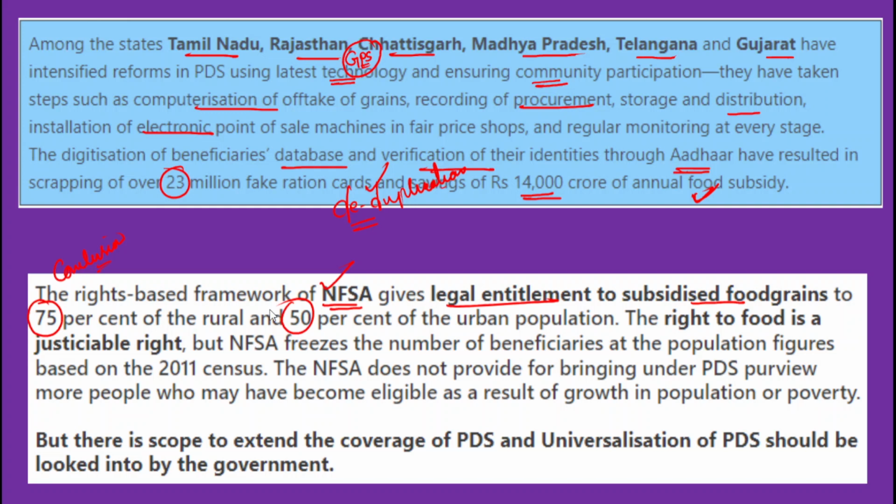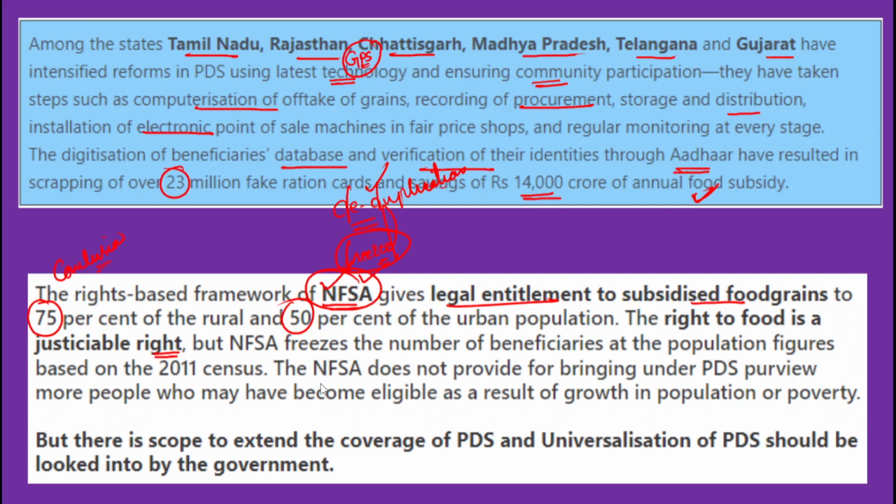The National Food Security Act has also made the right to food a justiciable legal right. However, the main problem with the National Food Security Act is that it has frozen the number of beneficiaries. Even though poverty levels have been increasing, and the population has also been increasing, the freezing of beneficiaries under the National Food Security Act has limited its effectiveness and its outreach to the eligible beneficiaries.